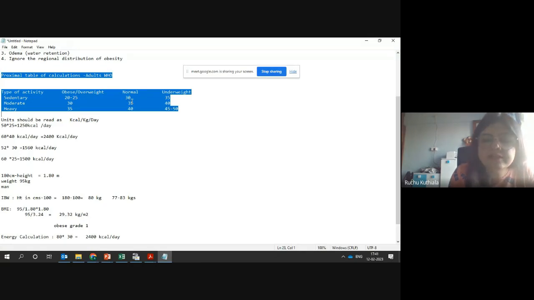The 30 factor is under normal but sedentary. If it is moderate under obese, you have to pick up 30 kilocalorie per kg per day. And I have not gotten the 80 from somewhere. That is the ideal body weight of my client, so I have picked up that numeral. That's it.